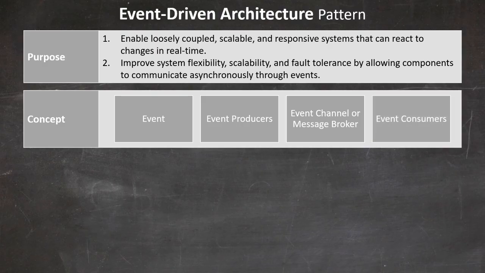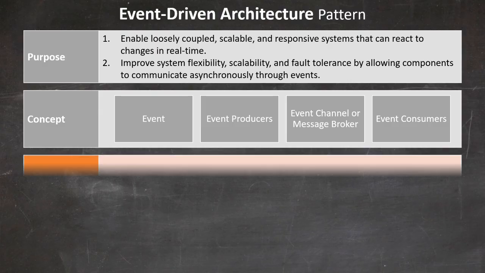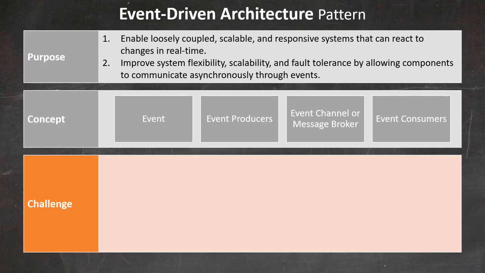An event represents a significant change in state or an important occurrence within a system. More precisely, event producers generate events when something notable happens. These events are transmitted through an event channel or message broker. The event consumers subscribe to relevant events and react accordingly. This approach allows for decoupled systems where components don't need direct knowledge of each other, promoting modularity and easier system evolution.